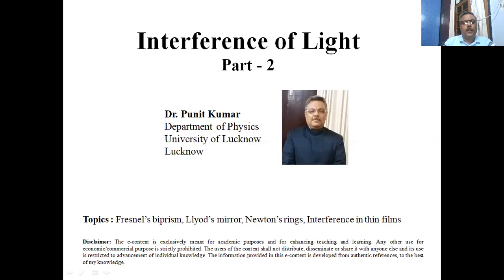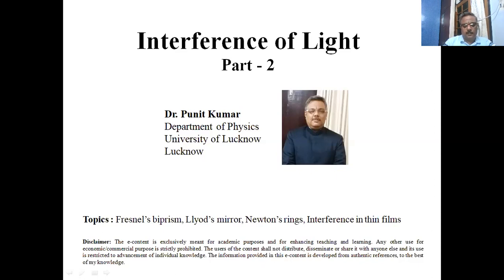So we'll be covering interference of light in this lecture, and this is the second part of the series of lectures dealing with interference of light. We have already covered the topics of coherence, Young double slit experiment, and the criteria of interference of light in the first lecture. So in the present lecture, we will be dealing with Fresnel's biprism, Lloyd's mirror, Newton's rings, and interference in thin films. These are the topics that we are going to discuss in this lecture.